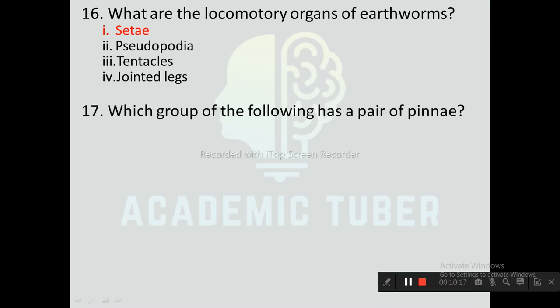Next one, which group of the following has a pair of pinnae? The options are vertebrates, invertebrates, chordates, and mammals. And the correct option is mammals. Mammals typically have a pair of pinnae, which are external ear structures.